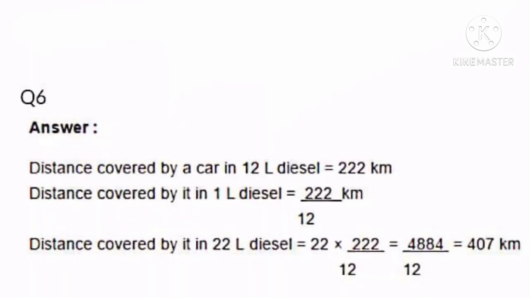Answer. Question number 6 is, if 12 liter of diesel is consumed by a car in covering a distance of 222 km, how many kilometer will it go in 22 liter of diesel? So distance covered by a car in 12 liter diesel is given, that is 222 km. So distance covered by it in 1 liter diesel will be 222 divided by 12. So distance covered by it in 22 liter of diesel is 22 into 222 divided by 12, that is 407 kilometers.